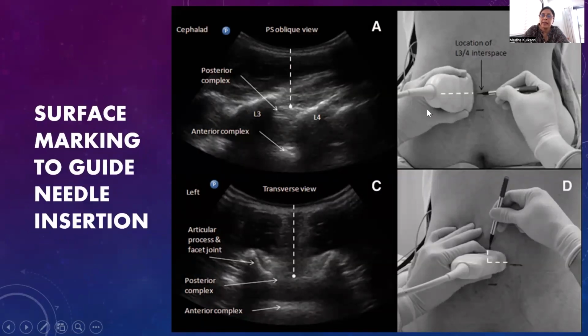After this, the probe is rotated to obtain a transverse view. In the transverse view, what is visible is the spinous process, the articular processes, the facet joints, the lamina, and the posterior and the anterior complexes. When we place the probe in a transverse orientation, again, the midpoint of the long edge and the short edge is marked, and the point of intersection of these two lines can be taken as the point of needle insertion.